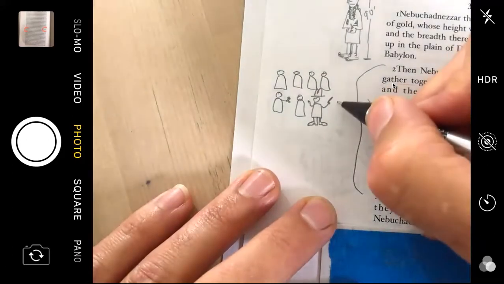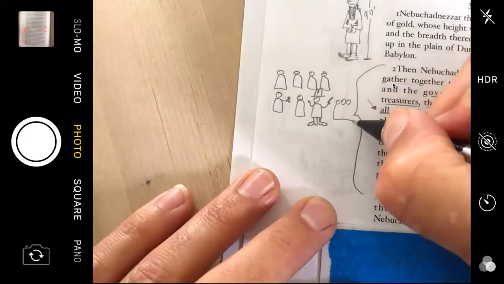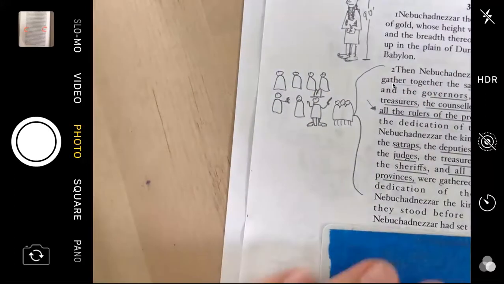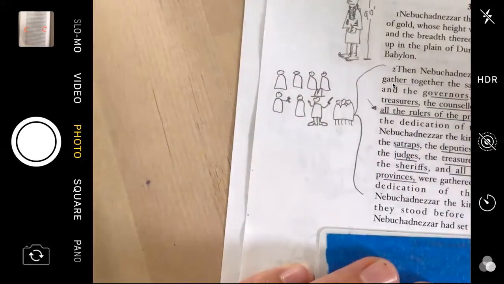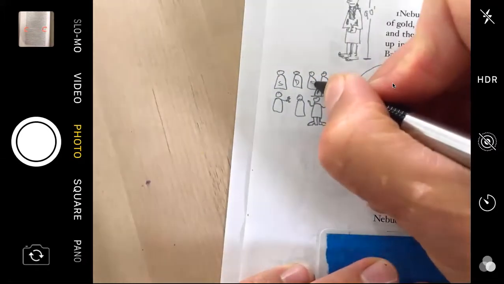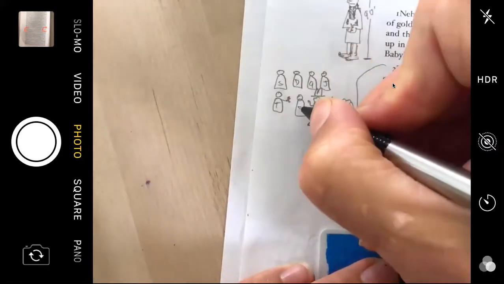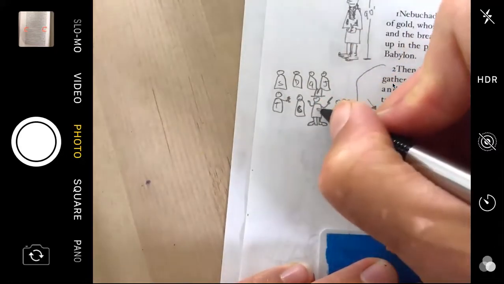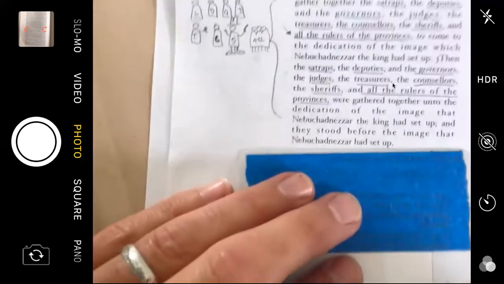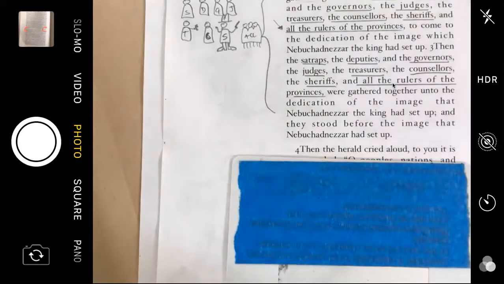And here are all the other rulers. They have feet. It's just kind of funny. This one is the satrap and the deputy and the governor and the judge and the treasurer and the counselor and the sheriff and all. It's just kind of fun. All right, now we're going to read the next part, okay?